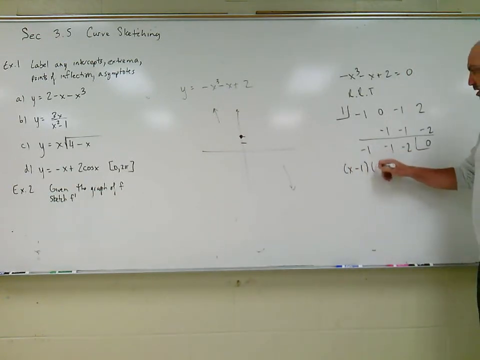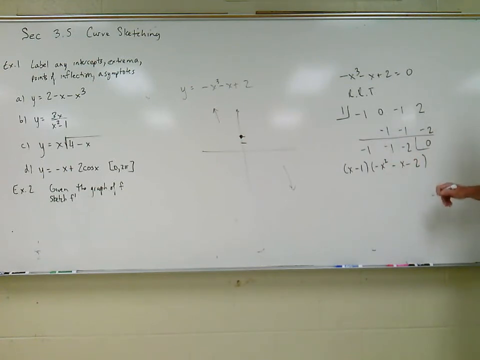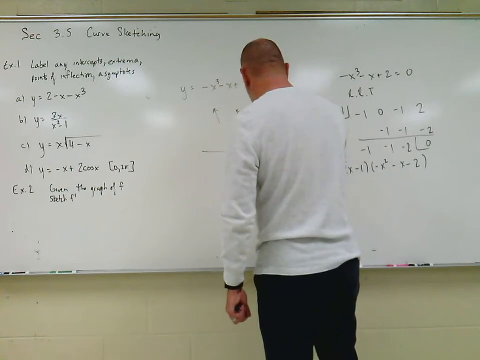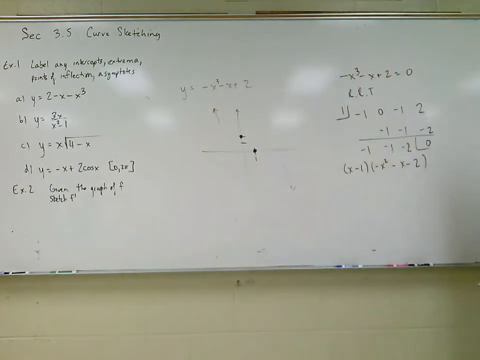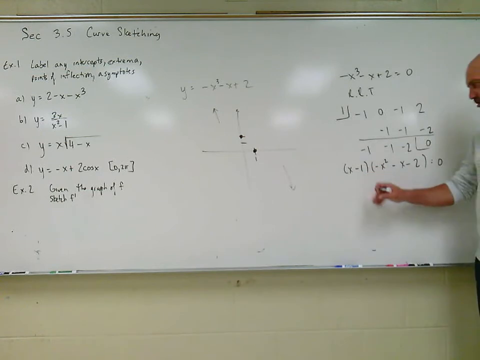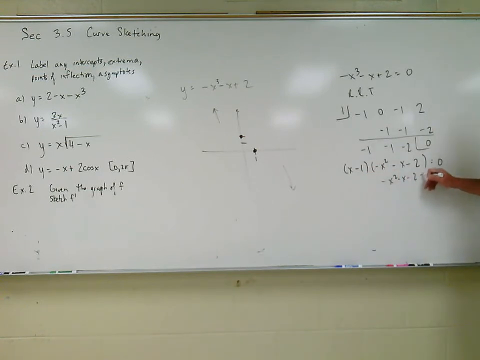And this is -x squared minus x minus 2. Okay, so now I know 1 is a solution at least. That's an x-intercept. All right, so let's see, is this one going to be easy to solve? I don't think maybe as much. In fact, I could set this equal to 0, factor out a negative, and that is not going to factor.